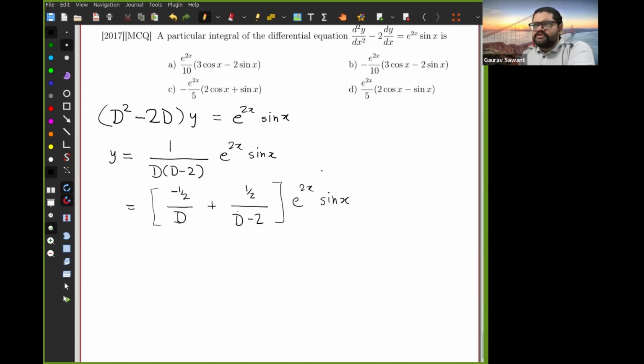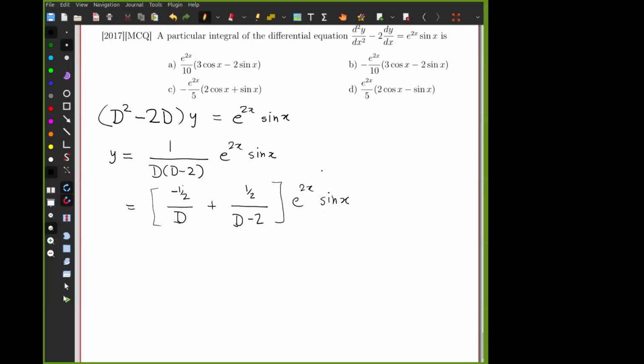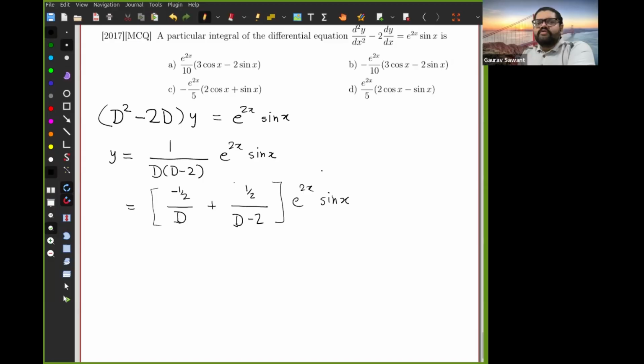Just verify that the constants are correct. (D minus 2) times this constant plus D times this constant should be equal to 1. Yes, it is. So when you solve that, you will get those constants as minus half and plus half respectively. And then you have e power 2x sin x dx.